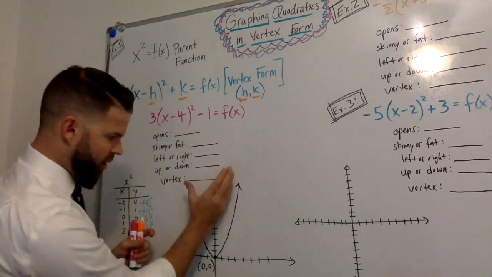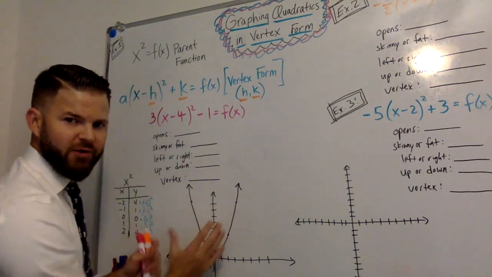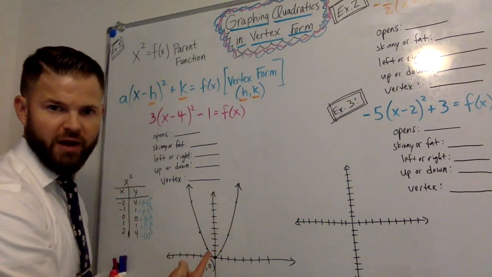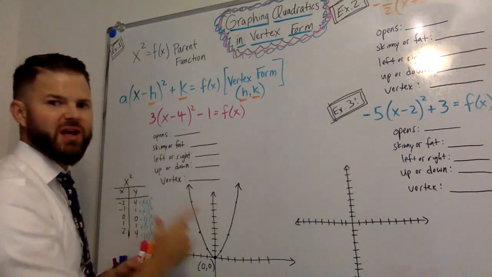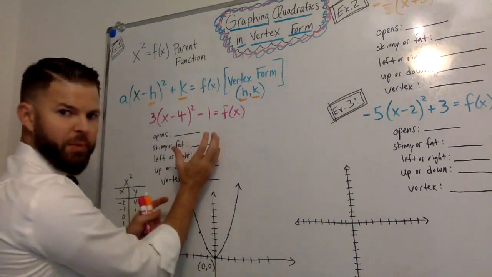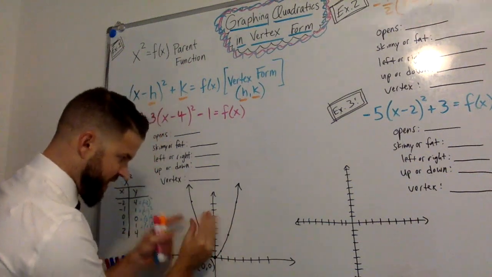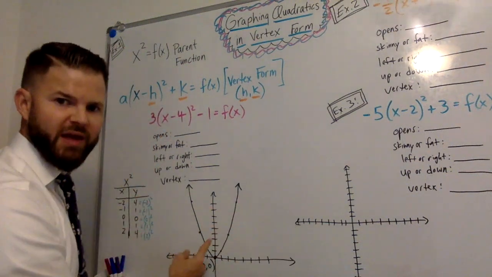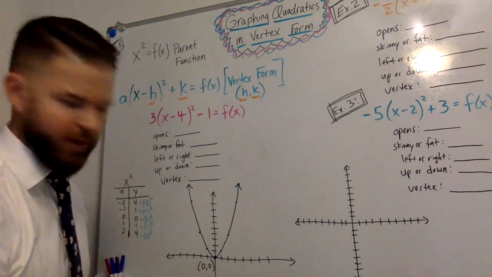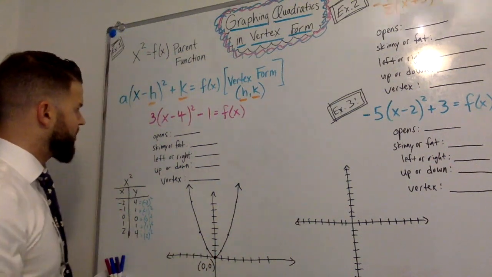So I want you to think that all parabolas start out right here. They all look like this when they're born, right? And if we add numbers, we can change how they look. We can shift them up, we can shift them down, we can shift them left and right, we can make them skinnier, fatter. We can manipulate this parent function, right? So check it out. I'm going to mark this thing up.